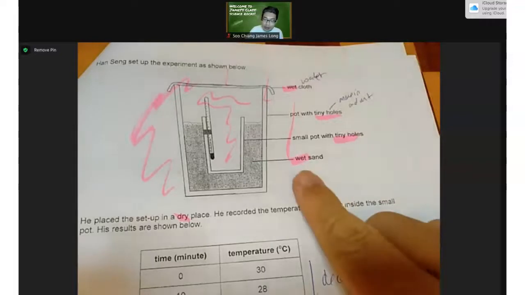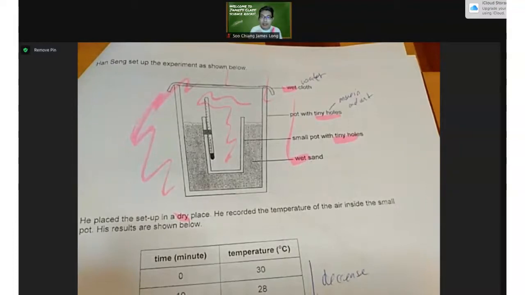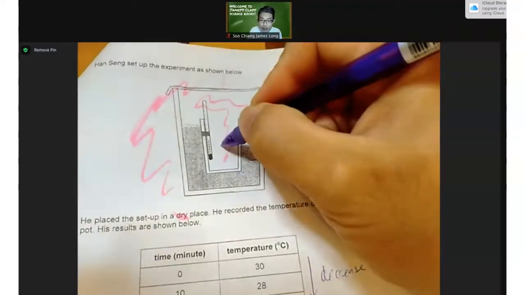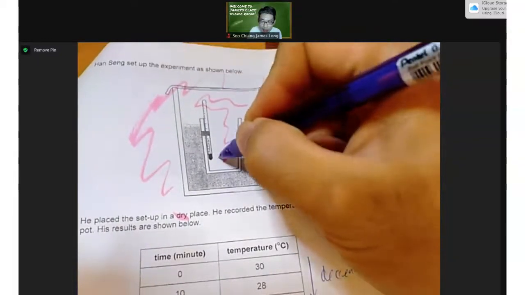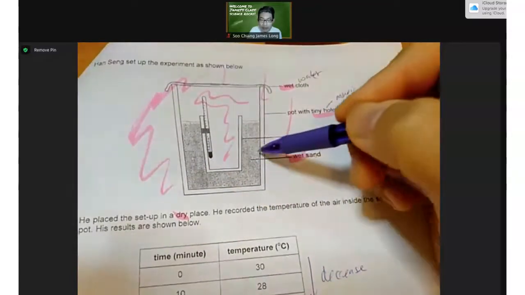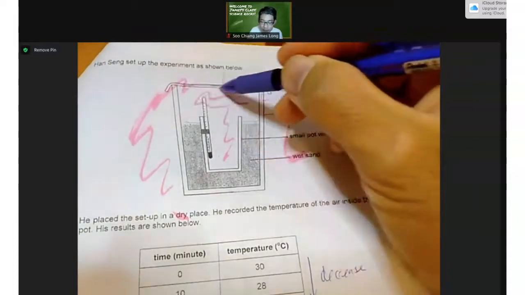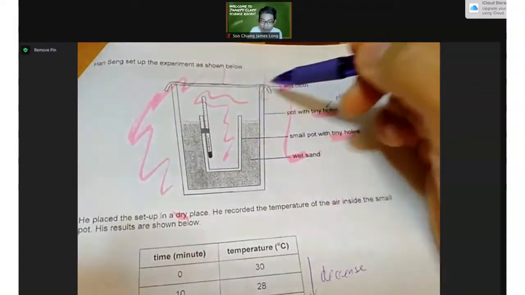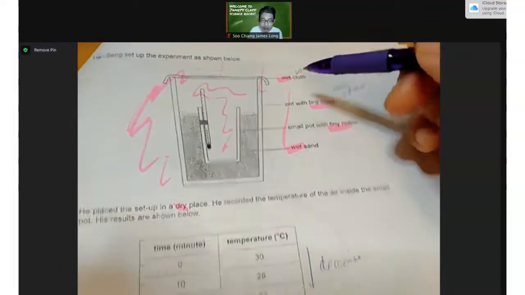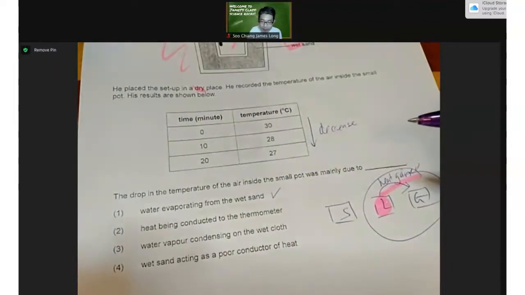So as the moisture inside the sand and the moisture in the cloth gain heat from the environment, the environment loses heat and becomes cooler. Only the immediate environment. So therefore the temperature drops because the heat inside went on to evaporate the water inside the sand. The heat inside went off to evaporate the water inside the cloth. So I will see things like water evaporating from wet sand. Seems to make sense. Alright.